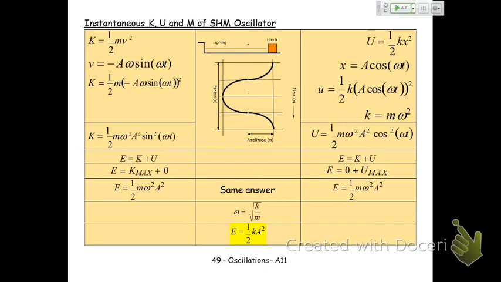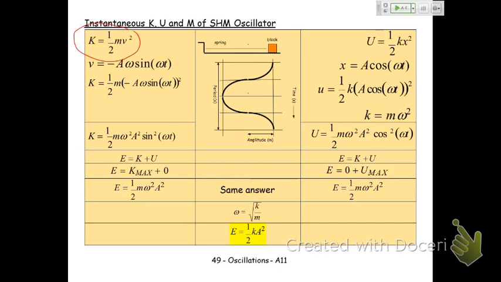So we can derive the kinetic energy, we can derive the spring potential energy, and we can just see how they compare. Let's start with kinetic energy. Kinetic energy equals a half m v squared. Oh, I know what v is. v equals minus A omega sine omega t. So my kinetic energy equals a half m times minus A omega sine omega t, all squared. I can multiply that out, and I get kinetic energy equals 1/2 m omega squared A squared sine squared omega t.